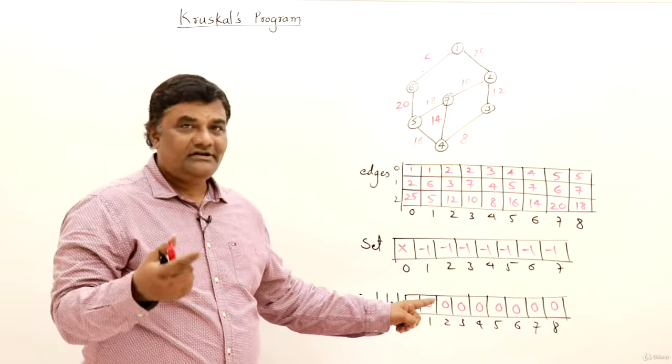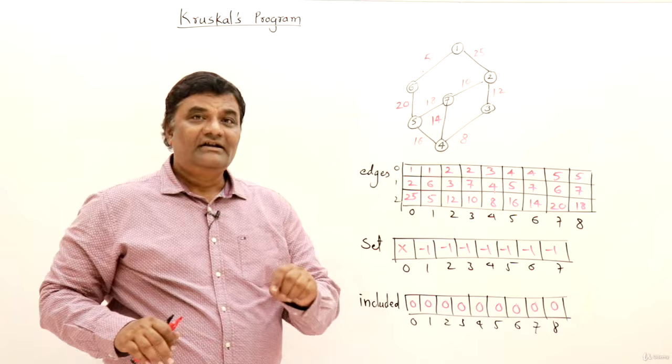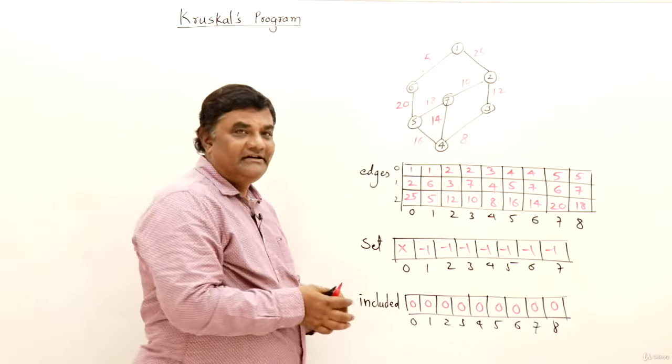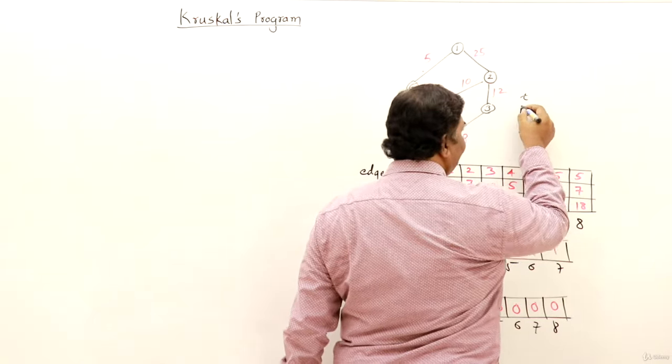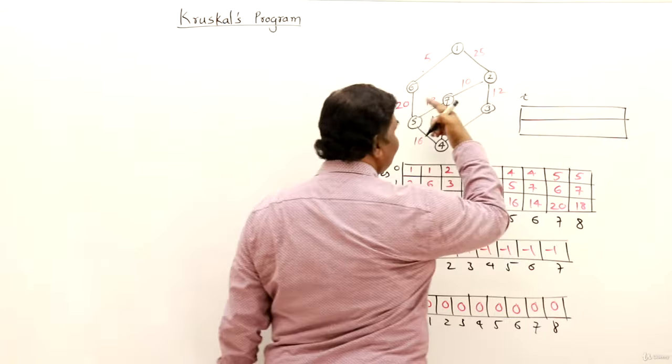If it is 0, it is not included. So this array will maintain the record of the edges so far included in the solution. Then for getting the solution also, I need a data structure. So I will take a data structure here, that is T, which we have already used in Prim's algorithm.